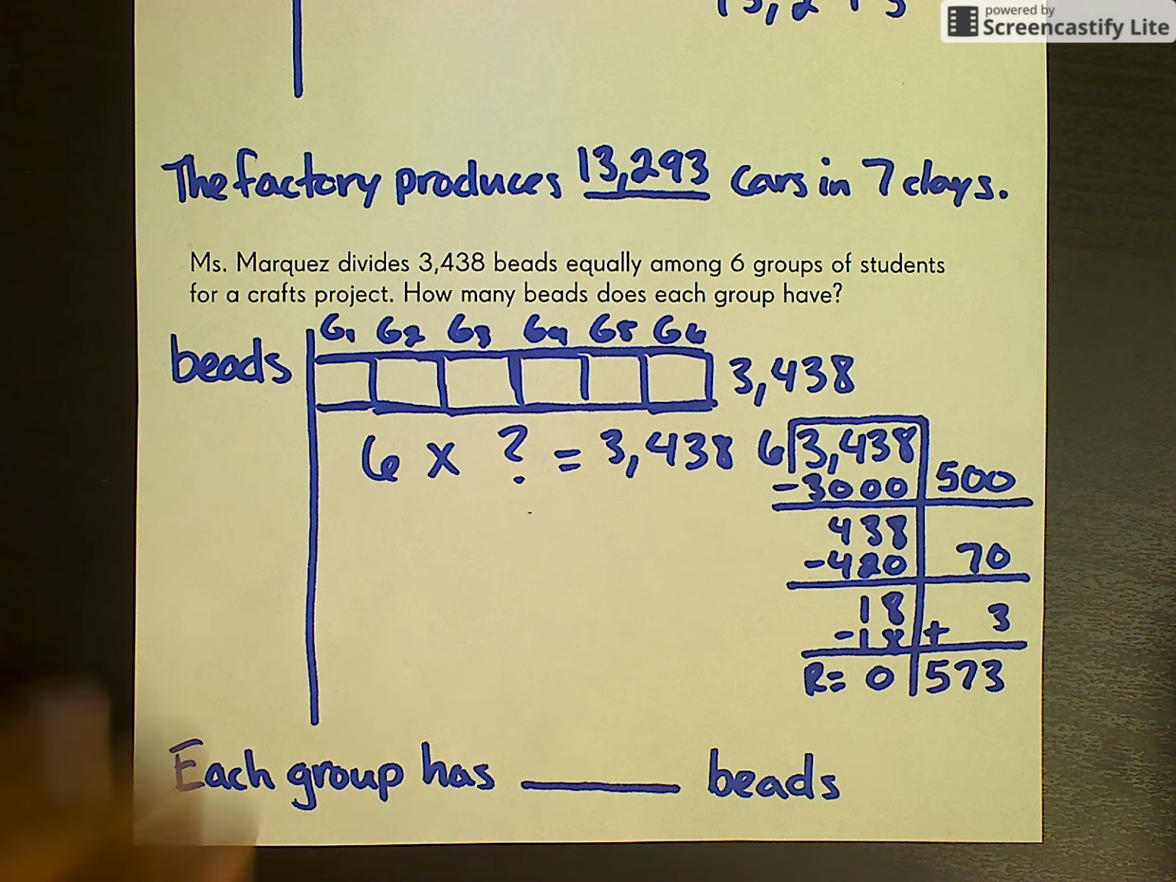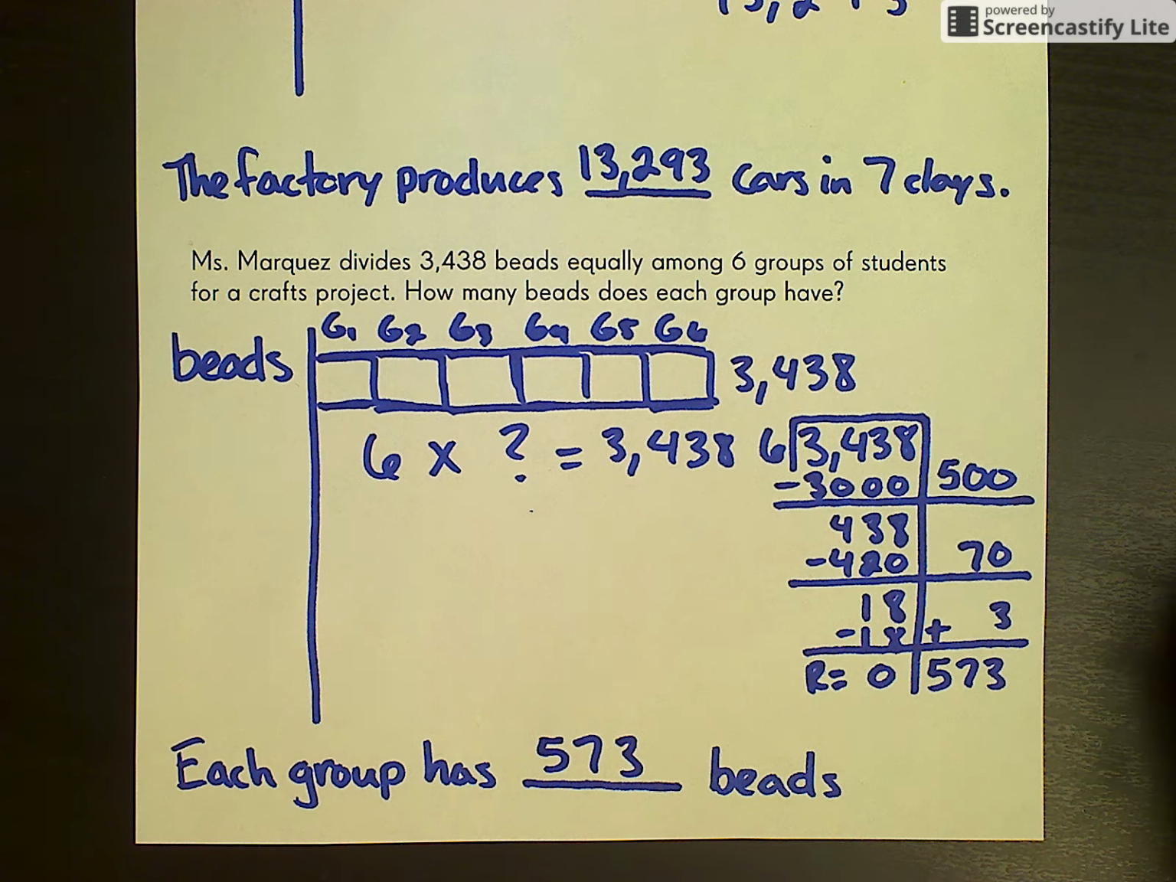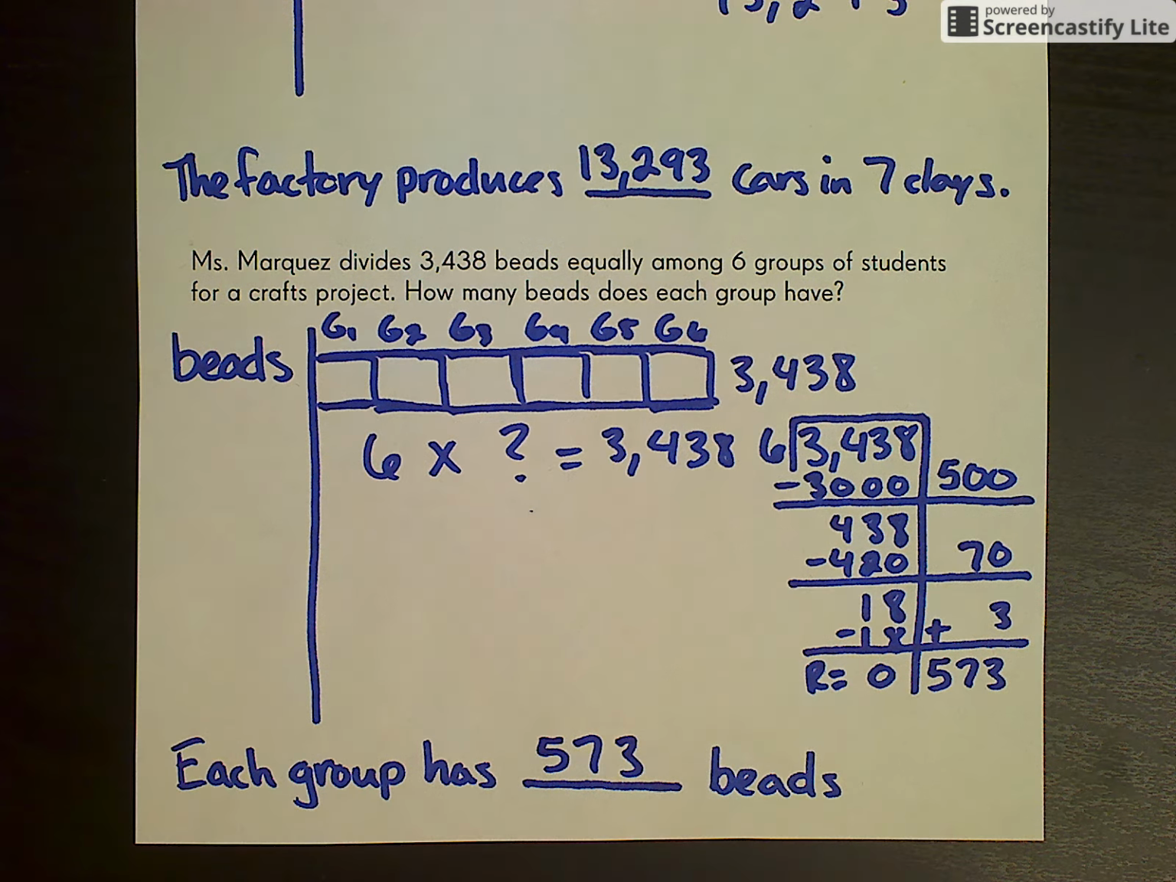So each group has 573 beads. Is that what you got? Well, good job. Pat yourself on the back. You are rolling hot. Hopefully, you take that momentum over to the next video, and you just keep trucking away because you're a phenomenal math star.